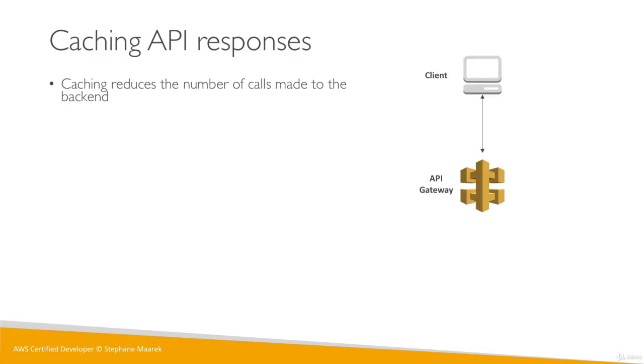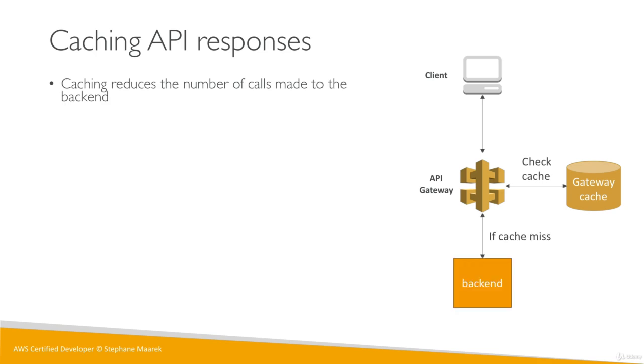So here's a concrete example. Here's our client, and it's interacting with our API Gateway. And so when we do a GET request, for example, on the API Gateway, the API Gateway is going to check its own cache if we enable it. And so if the cache has something in cache, we return this straight back to our clients. If there's a cache miss, so the cache doesn't have the data we need, then the API Gateway will invoke our backend, get the result, send it back to our client, and put it in the cache.